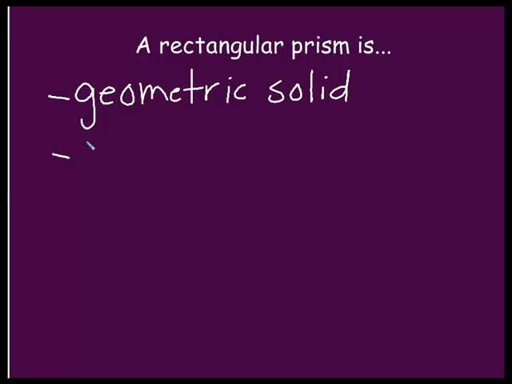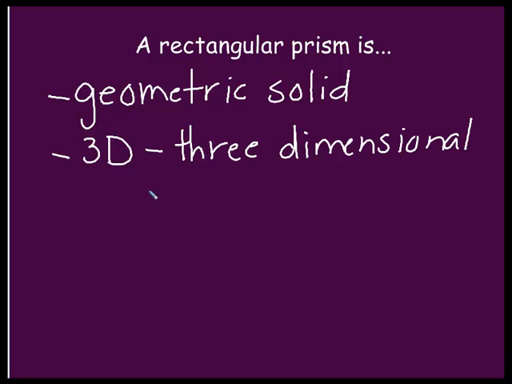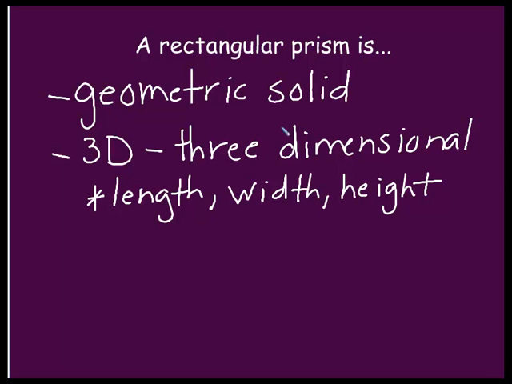It is three-dimensional. This is where we get the 3D from when we talk about movies being in 3D, three-dimensional. The three dimensions that are part of a rectangular prism are length, width, and height. So when you hear that things are two-dimensional, that means they only have two of these three. A rectangular prism, because it's a geometric solid, has all three measurements. We measure its length, we measure its width, and we also measure its height.